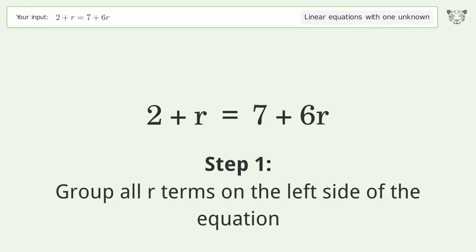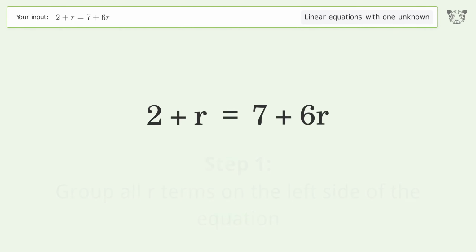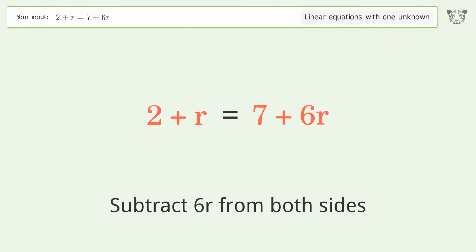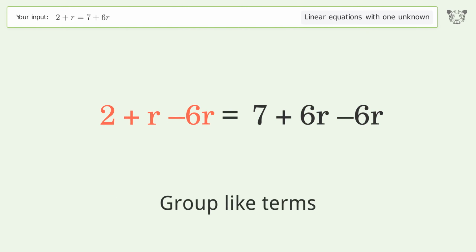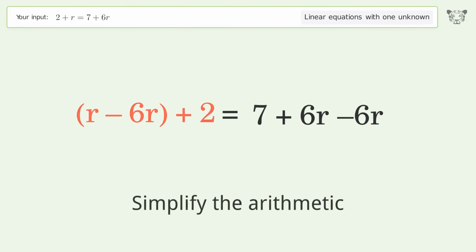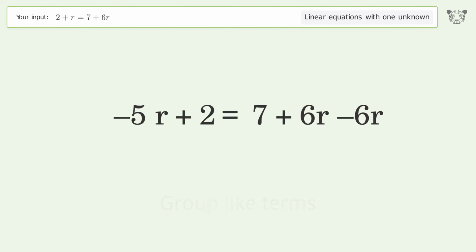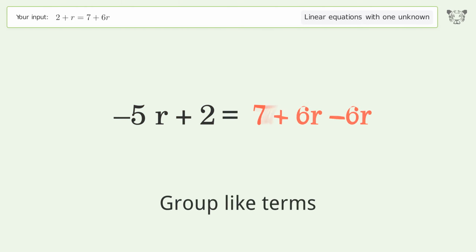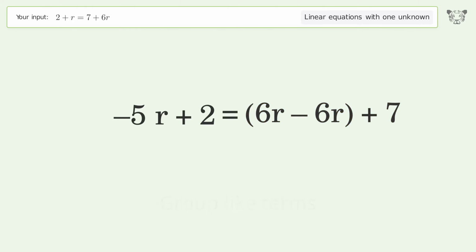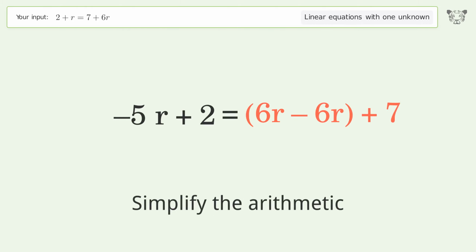Group all r terms on the left side of the equation. Subtract 6r from both sides. Group like terms. Simplify the arithmetic. Group like terms. Simplify the arithmetic.